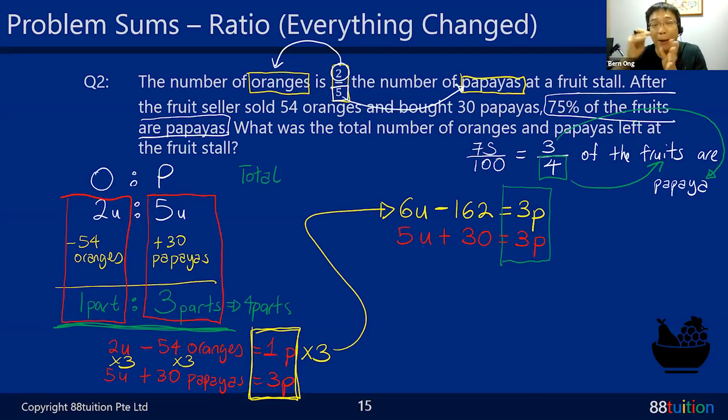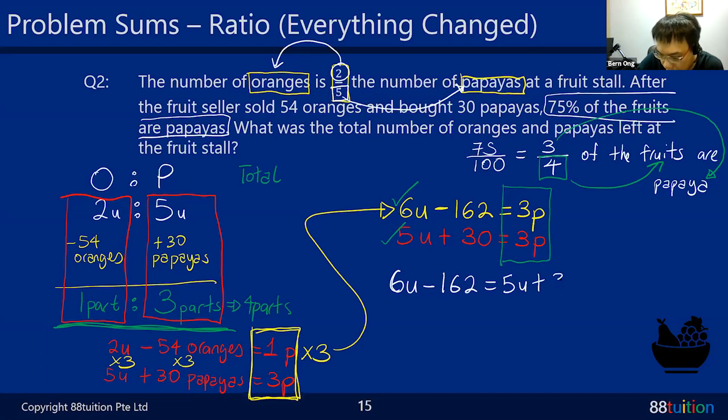So 3 parts and 3 parts, they are the same, right? So you can say that this portion and this portion, they are the same. Can you see or not? Once you get the 3 parts and 3 parts the same, you can say that 6 unit minus 162 is actually equal to the 5 unit plus 30. Because they are 3 parts and 3 parts, they are the same thing.